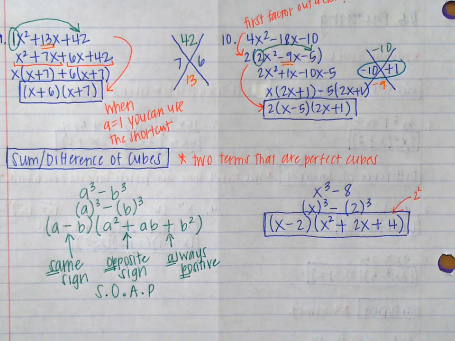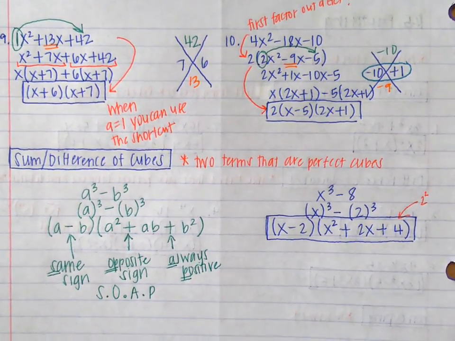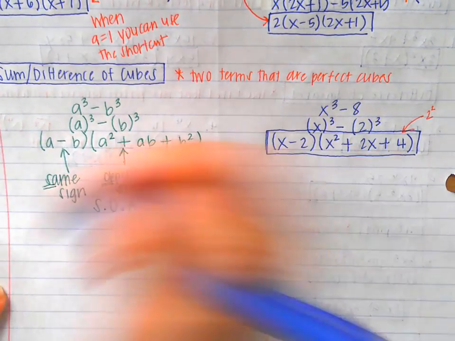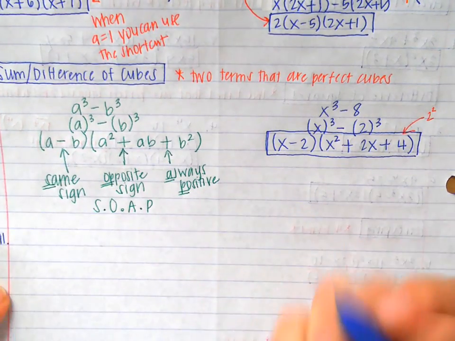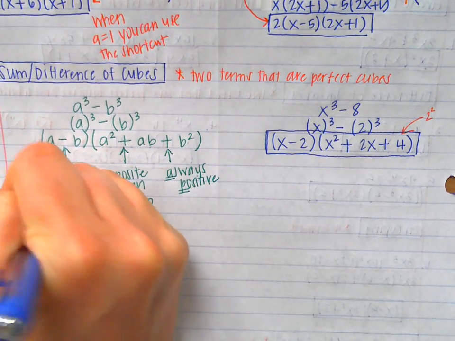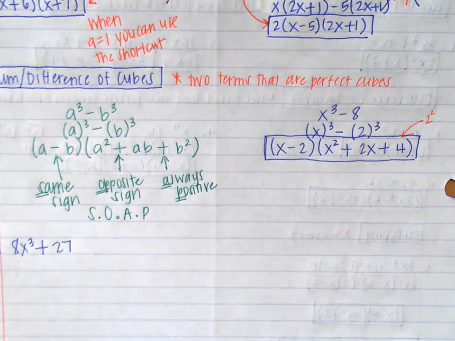Okay, let's get into some more challenging ones. So I did 10. It was my last one. So I'm going to do 11. And I don't know if this is going to work, if I'm going to be irritated with this. Okay. So 11. We have 8x cubed plus, so I'm going to change up the sign, 27.